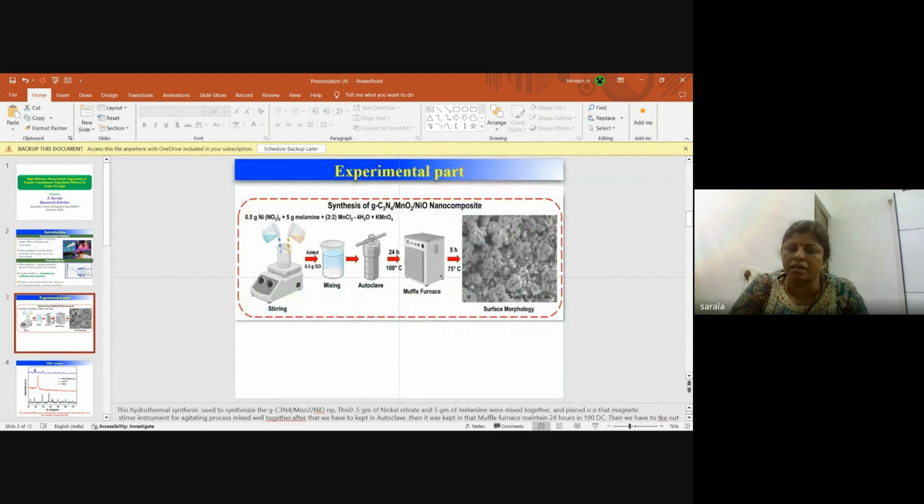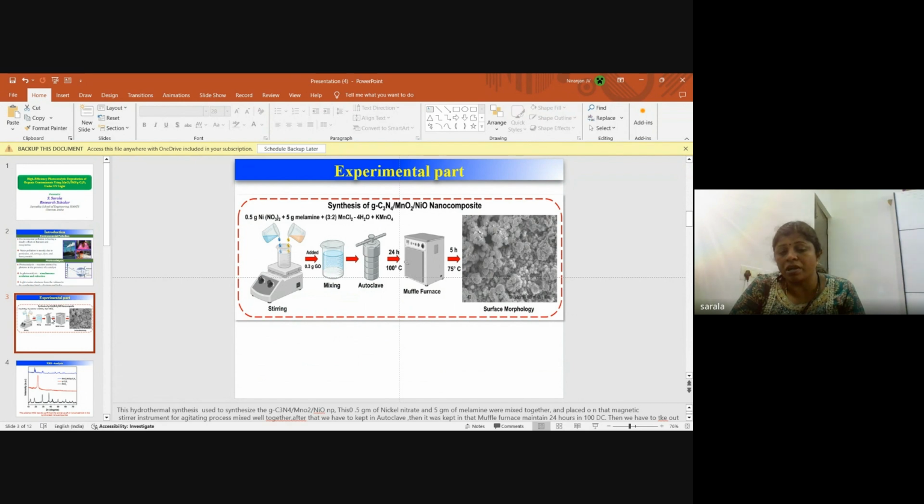This is my experimental part. You have to take 0.5 gram of nickel nitrate and 5 gram of melamine, added together and mixed together, and placed on the magnetic stirrer instrument for the purpose of the agitation process. This is a 10-minute process. After that, this mixed component was kept inside the autoclave. This autoclave is placed inside the muffle furnace, maintaining a temperature of 100 degrees Celsius for 24 hours.